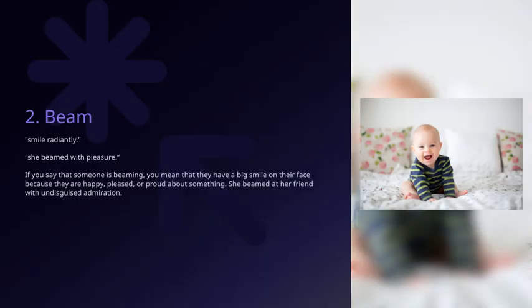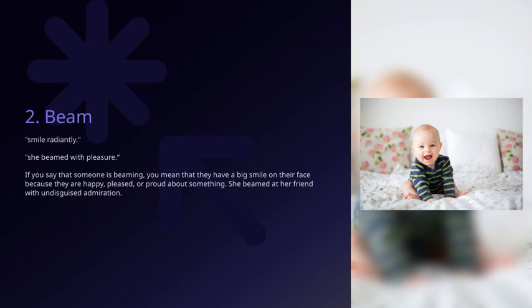So, let's keep an eye out for the word of the day and see how it ties into the bigger picture. Now, let's look at the word beam. When we say someone smiled radiantly or she beamed with pleasure, we're describing a very bright, genuine smile. If you say that someone is beaming, it means they have a big, happy smile on their face because they're feeling pleased, proud, or simply joyful about something.